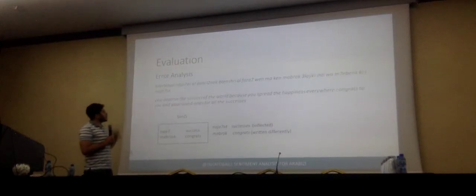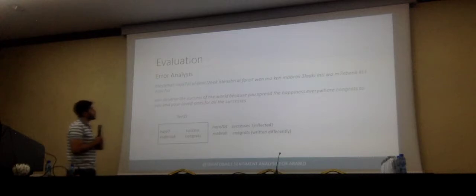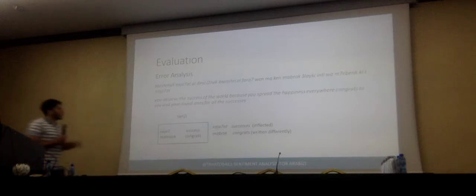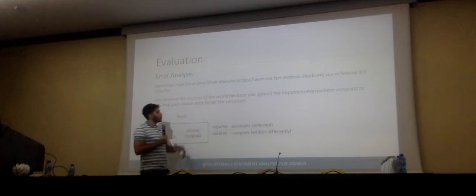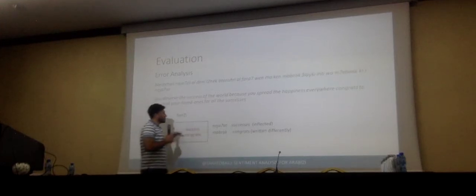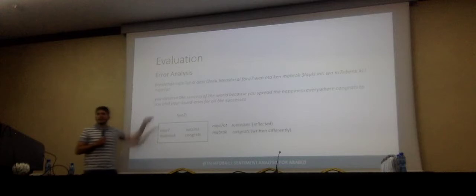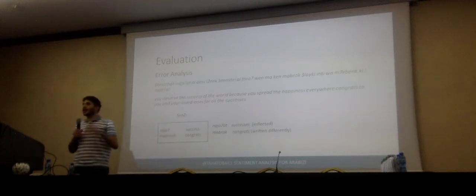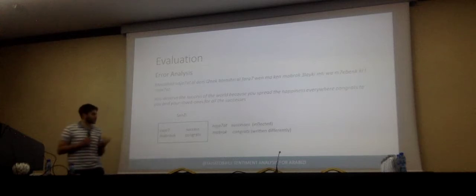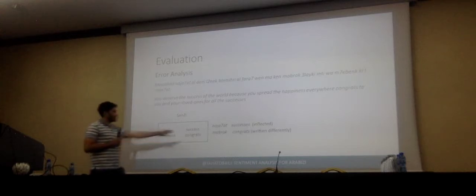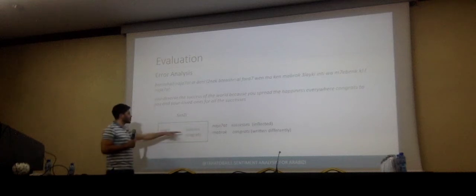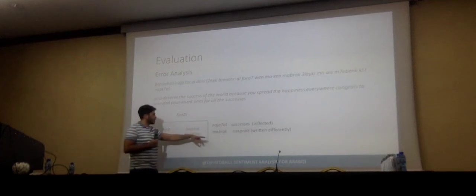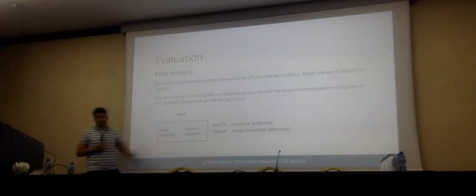We can check this tweet, for example. It says, you deserve the success of the world because you spread the happiness everywhere. Congrats to you and your loved ones for all these successes. Now these words, the positive ones you can see over here, they do exist in SenZi, but in other forms, not in the forms they were written. So we are back to the problem of orthographic variations and the rich morphology. Such as we had successes, in the lexicon it was success. And we had congrats, in the lexicon it was written differently.